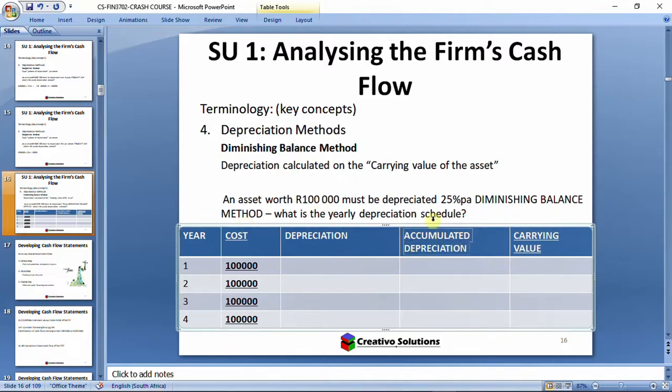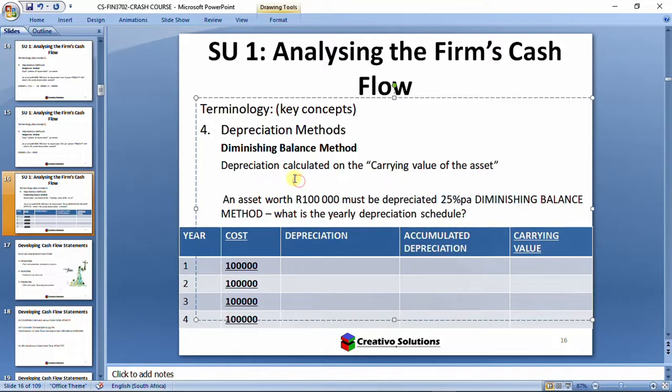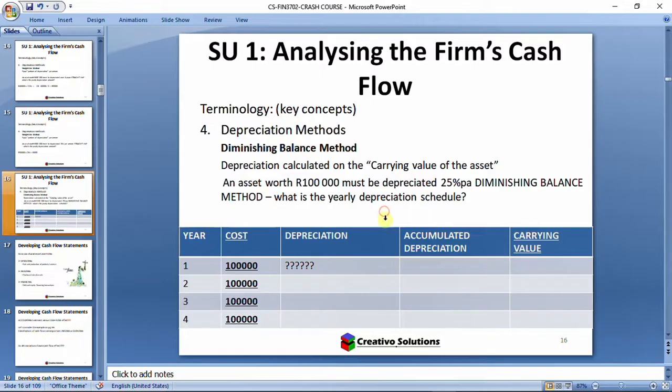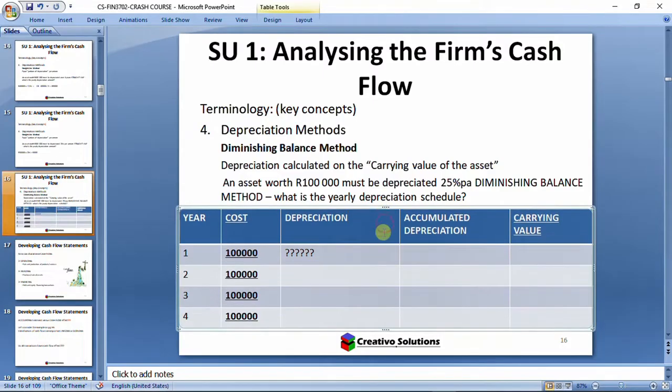So if you're using diminishing balance, come, you help me. I want an amount for this one. What's the depreciation the first year going to be? 25,000. Yes. What's the accumulated? Nothing. Well, it'll be 0 plus 25,000. So for this year, it'll be 25,000. Make sense? Okay, what's the carrying value? How do you calculate carrying value?